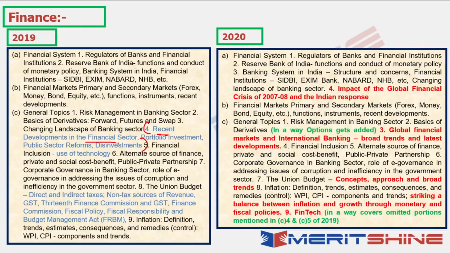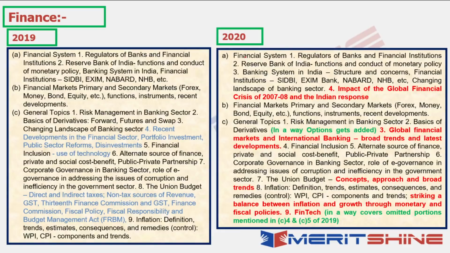Recent developments in the financial sector, portfolio investment, public sector reforms, disinvestment. So this seems to be not present in this particular course. Then union budget, direct indirect tax, non-tax sources, 13th Finance Commission, fiscal policy, FRBM Act. These are also some things that are not present verbatim inside the 2020 syllabus, right? Now let's look at what is new in the 2020 syllabus.